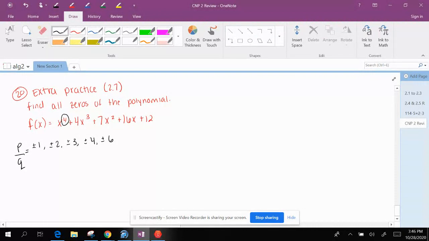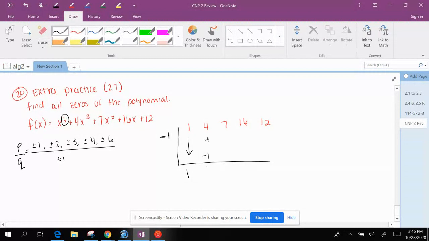My highest exponent is 4. So I'm going to work it down and use synthetic division until I get exponent of 2. I'm going to start with negative 1. It's all over 1, but that doesn't change anything. All right, let's try negative 1. List all my numbers up here. Make sure you put a placeholder if you're skipping an exponent. So we have 1, 4, 7, 16, and 12. No skipping here.